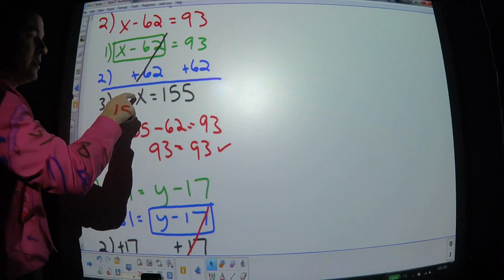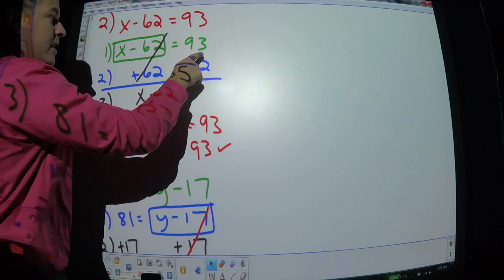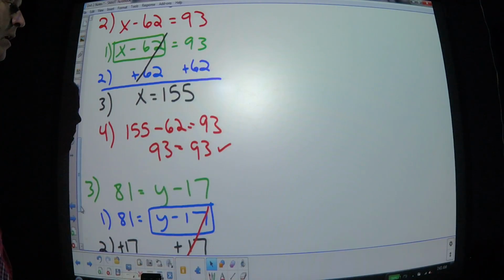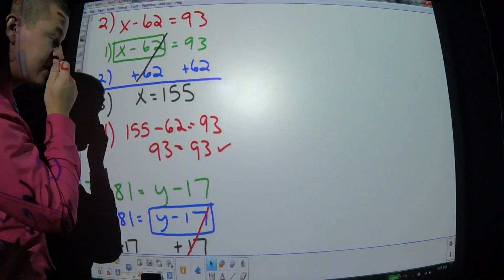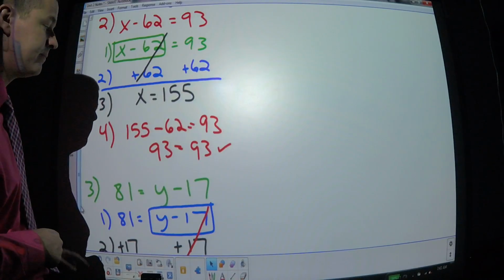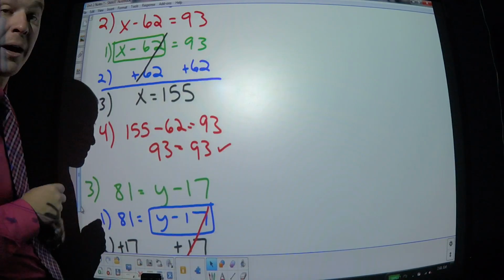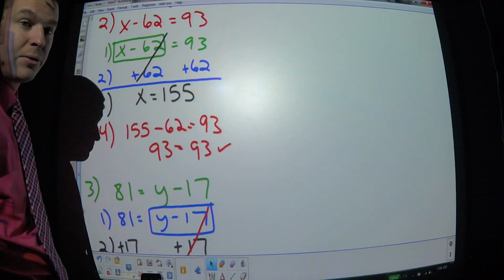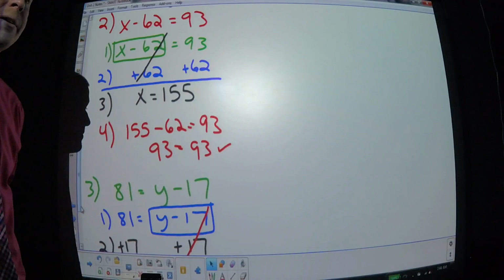62 minus 62, these cancel out, so you're left with just x on the left side. 93 plus 62 is going to be 155. Double check our answer by substituting 155 in for x. 155 minus 62 equals 93. If we subtract 62 from 155, we're going to get 93. So 93 equals 93, which means that x equals 155 is our answer.